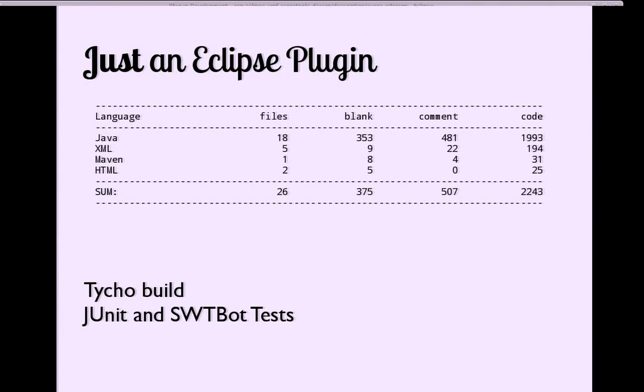And for information, Ecotools 2.0 is 18 Java files. That's all. 2,000 lines of code. All the rest is in the model. So all the rest I can manipulate programmatically or using tools.